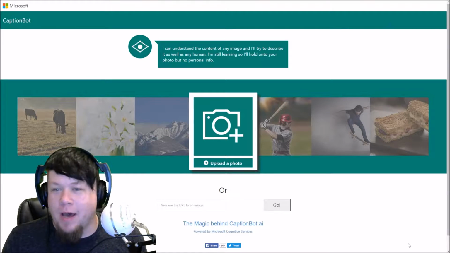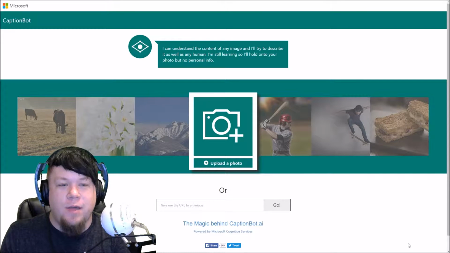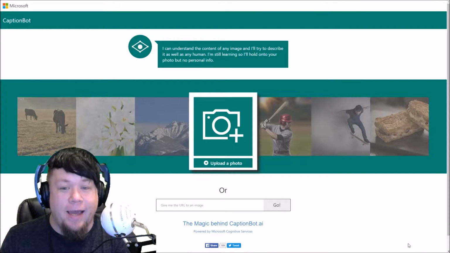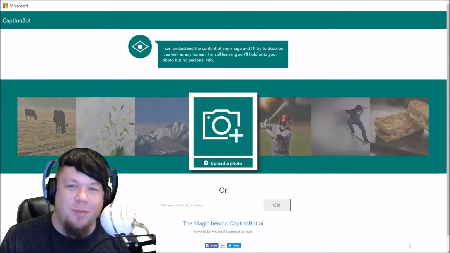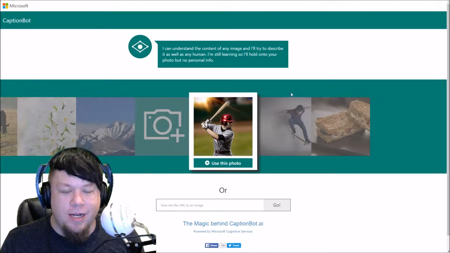This is CaptionBot. This is a program developed by Microsoft not too long ago. What it does is you give it a picture, and it tries to title it or kind of describe what the picture is, and sometimes it's pretty funny. So let's start off with something simple, just to give you an idea here.